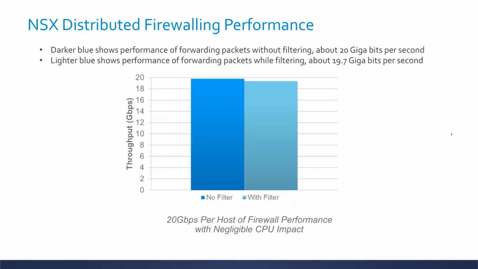And let's not worry about the performance. In this particular chart, we see no filter is close to about 20 gigabits per second. But then when we add a filter, we're about 19. So minute hit, but still doing filtering. We're at 19.7 with filtering. So I don't want to necessarily say hitless. It does take a little bit of a hit, but it's minute. And the benefit that you get from having a firewall on every host to every VNIC is immeasurable.